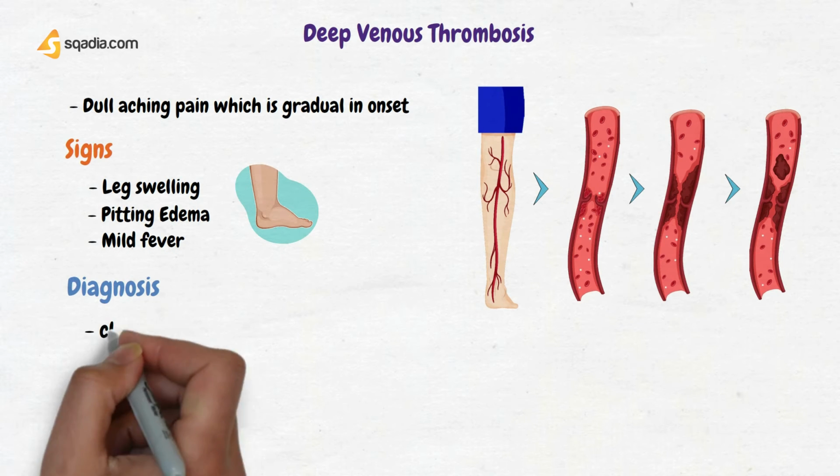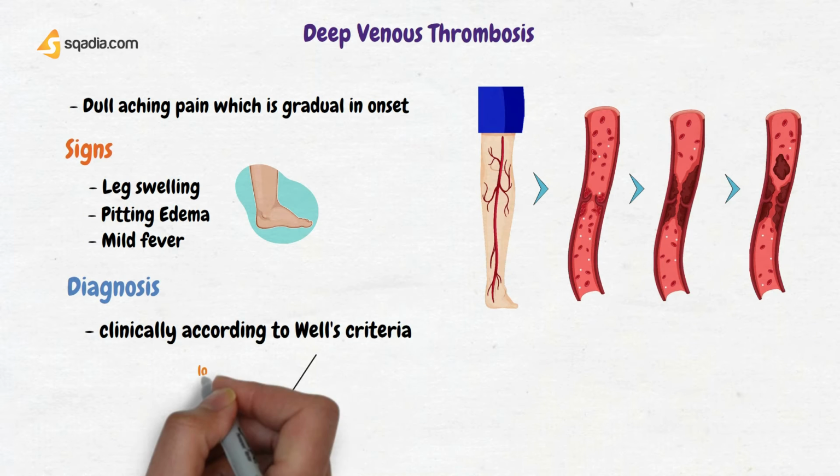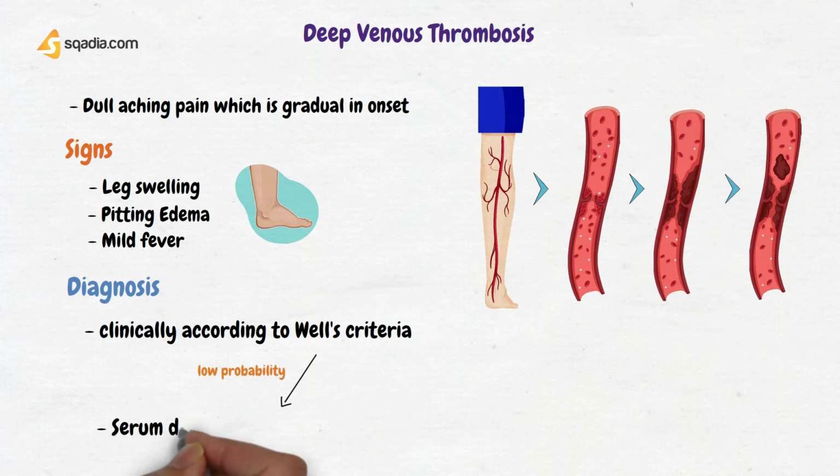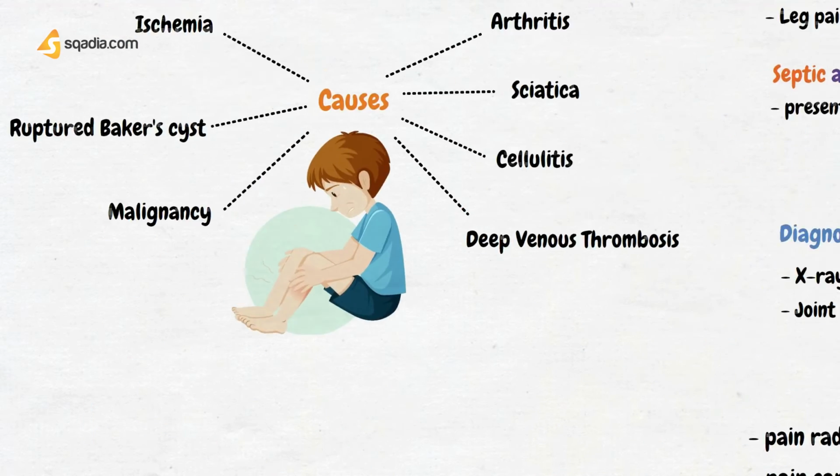Diagnosis can be made clinically according to Wells criteria, which involves checking D-dimer levels in serum in case of low probability. If raised, this is followed by an ultrasound of the leg. High probability of DVT warrants an ultrasound of the leg straight away.